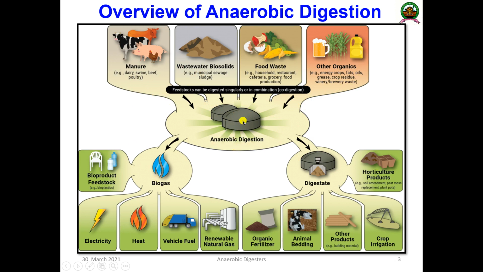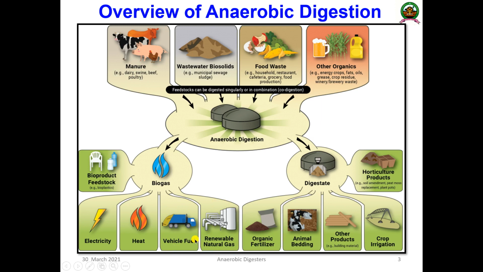That will give two products. One is the biogas, the next one is the biodigestate. Along with the biogas, some byproducts such as bioplastics can also be produced. The biogas obtained from this anaerobic digestion can be used as electricity, as heat, or as a vehicle fuel.